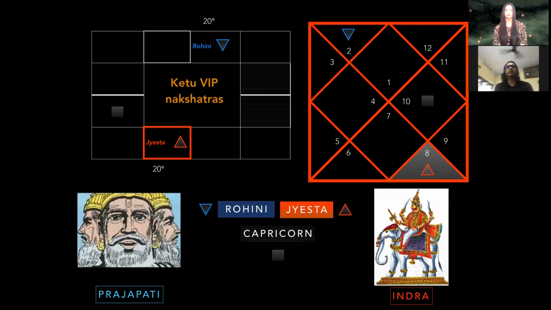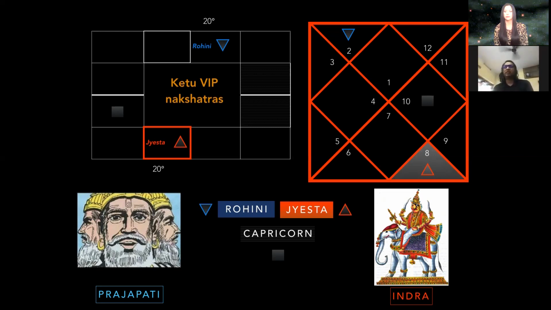Now, what is interesting about Prajapati, the deity of Rohini, who is the equivalent of Brahma, is that he created the entire world. This is a very interesting point to consider when you're considering the debilitation of Ketu. Ketu is the world that you are creating. Now, Indra is the king of the world. Indra is the seat of power from which the entire gods, the entire devas, are also ruled.